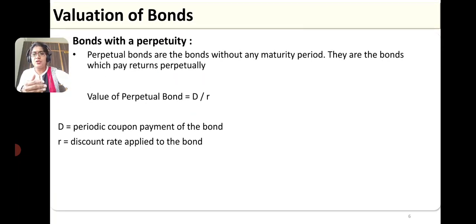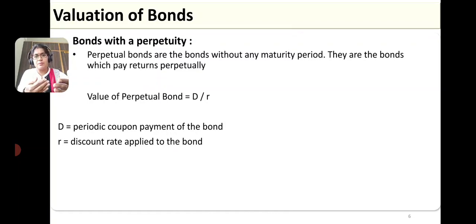Then we have perpetuity. Perpetuity means bonds without any maturity period. Such bonds are called perpetuity bonds. They give you returns perpetually, like you are investing some money and you are going to get the returns forever at a fixed percentage. So how do we value it, as there is no maturity period? The concept is very simple here.